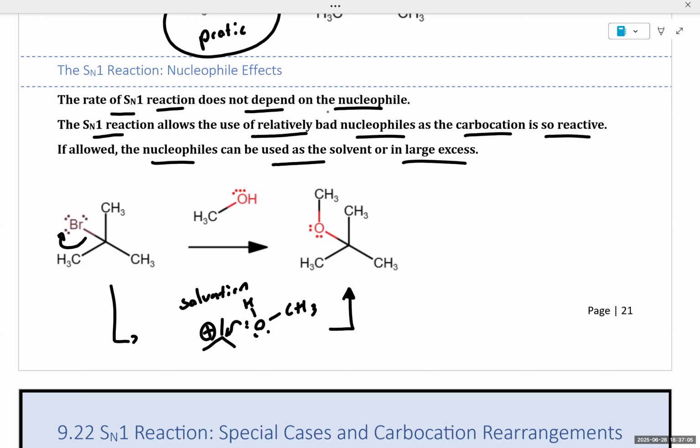So usually for the SN1 reaction, if you can, it's often easy to make the nucleophile your solvent. It just allows you to avoid some unfortunate side issues that can occur. Key point, SN1 reaction doesn't really depend on the nucleophile at all. It allows us to use very bad nucleophiles and still get a reasonably efficient SN1 reaction.